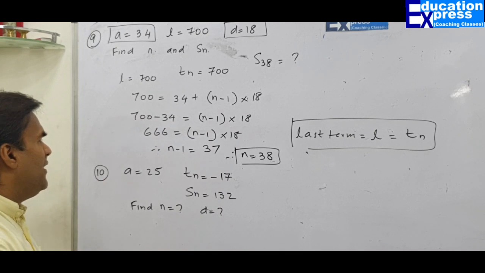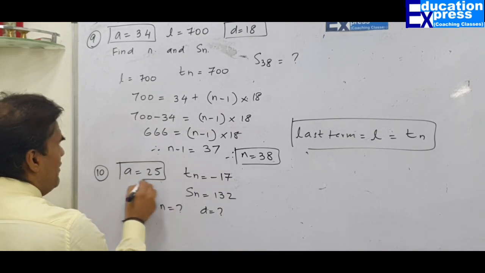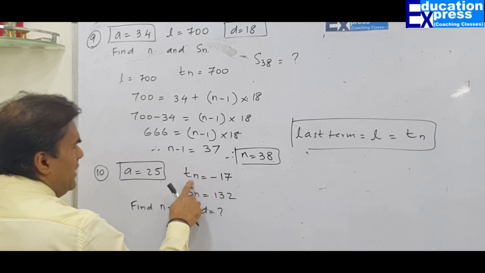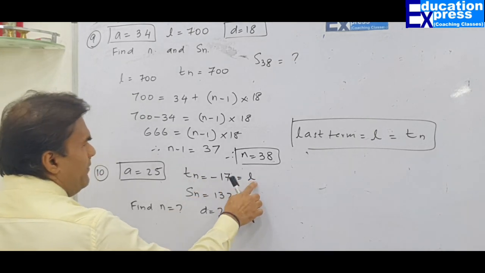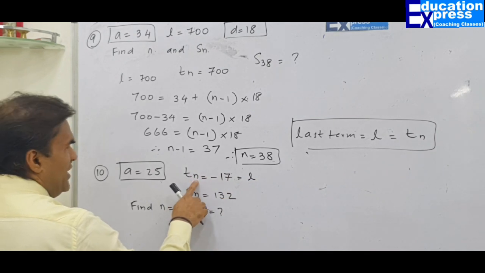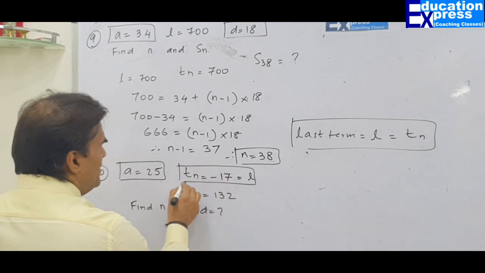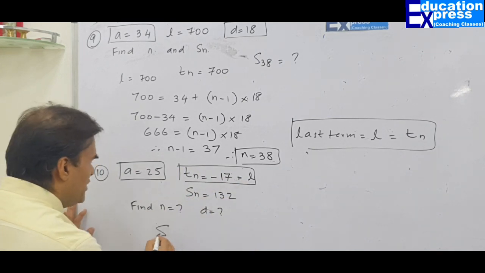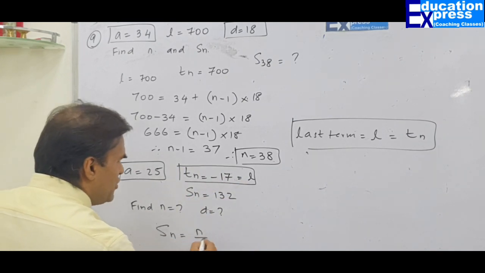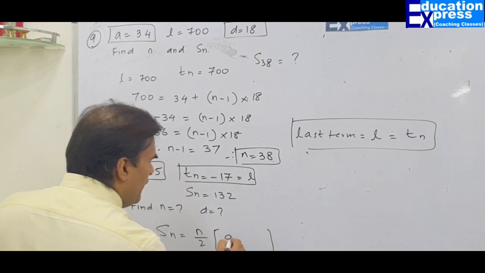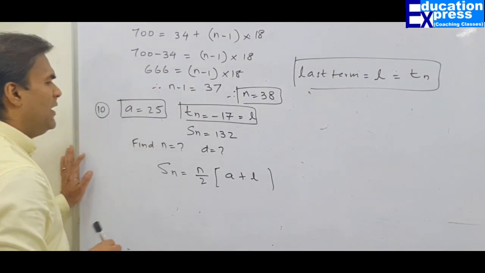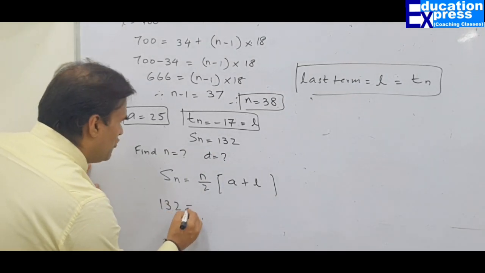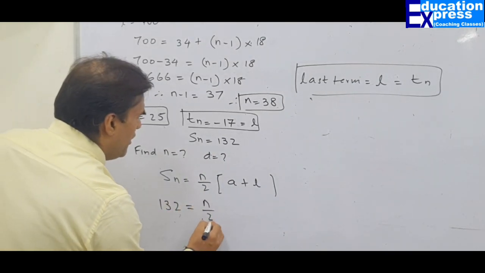Look at question number 10. They gave us A equals 25 and the last term is also called L. Last term is also called Tn. So that is available with us. First term available, last term available, Sn is also available. What is the formula for Sn? Sn equals n upon 2 into first term plus the last term. Last term or nth term, it is one and the same. This is 132. N is not known, upon 2.